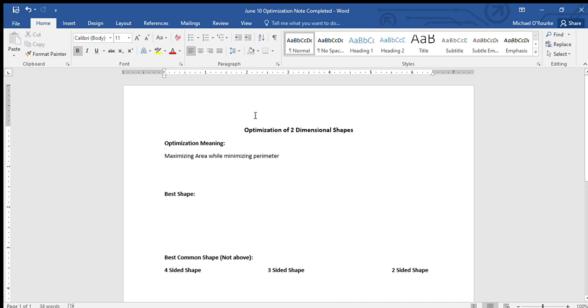Okay, so today we're going to take a look at optimizing two-dimensional shapes. I'm going to change that to a 2 because I know someone will hate it. Optimizing two-dimensional shapes. So what does that mean? Okay, that means we're going to maximize the area while minimizing the perimeter.